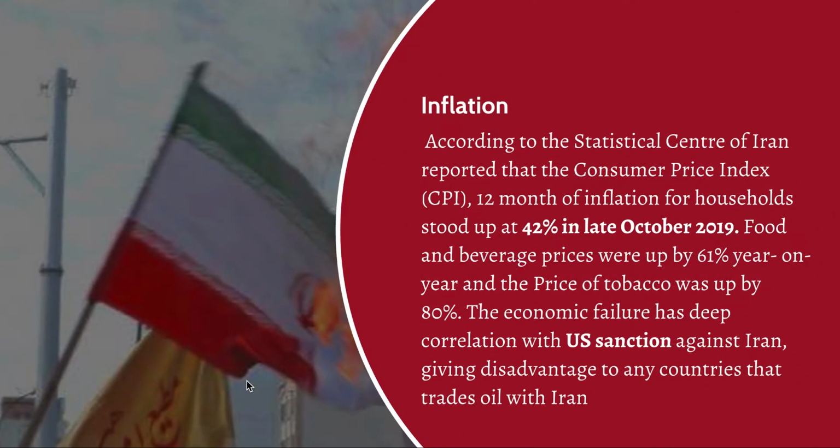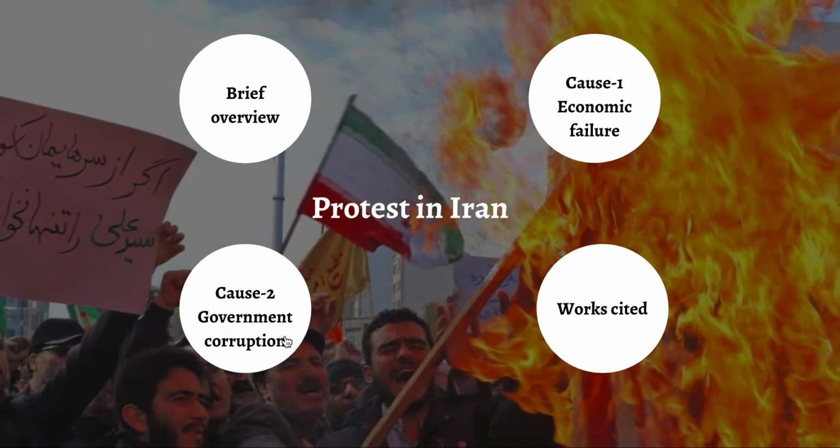Inflation is another key, crucial factor that has association with economic failure. According to CPI, inflation for households stood at 42% in late October 2019. Food and beverage prices were up by 61%, and tobacco was up by 80%. This impacted the life of Iranian citizens critically, ultimately triggering their protest. And this has a deep correlation with U.S. sanctions against Iran, giving disadvantage to any countries that trade oil with Iran, which is because of Iran's nuclear development. So that was the first cause.